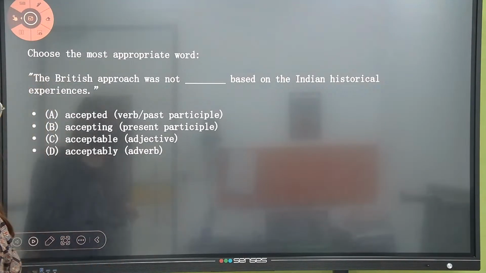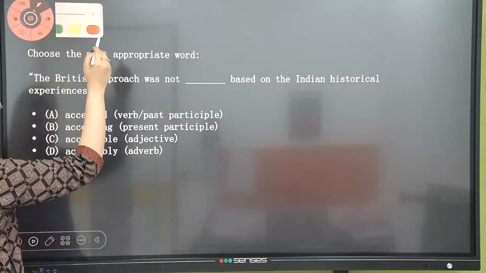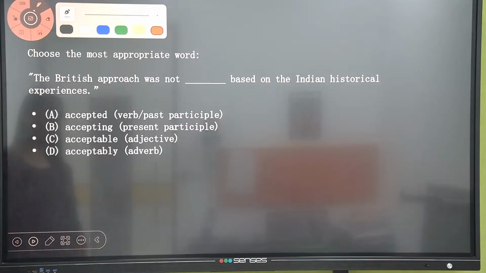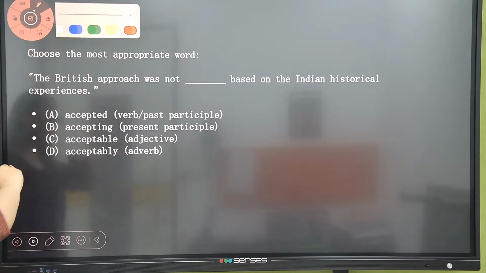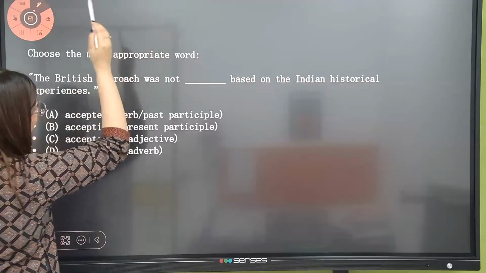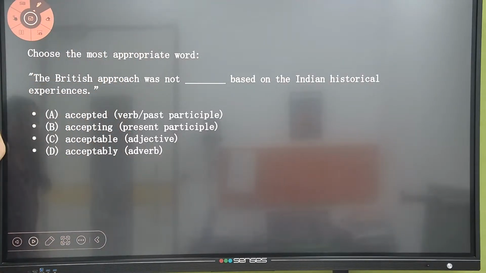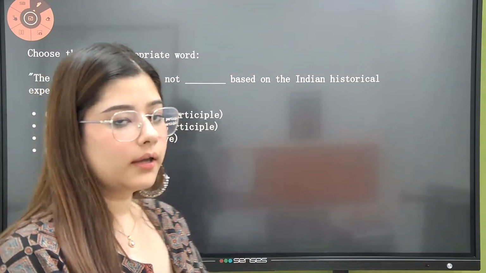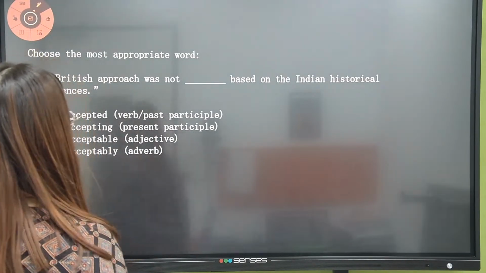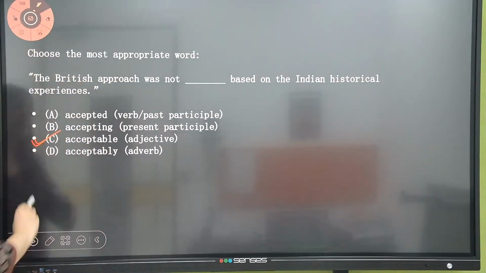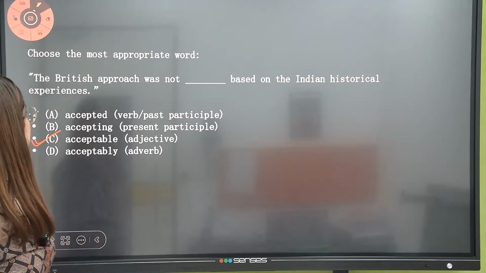Next, the British approach was not dash based on the Indian historical experiences. The British approach was not accepted based on the Indian historical experiences. I mean, okay, but let's look at some other options. Was not accepting, no. Was not acceptable, this makes the most sense, right? And was not acceptably is completely incorrect. So the British approach was not acceptable based on the Indian historical experiences.